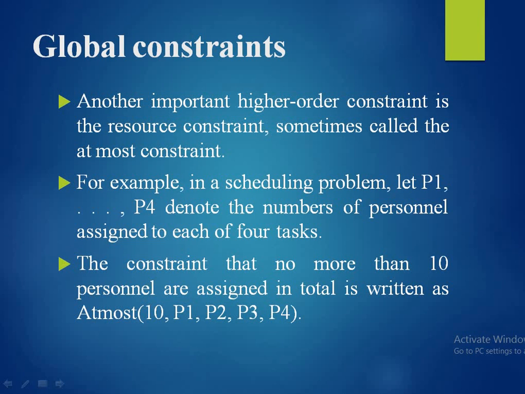Another important higher order constraint is the resource constraint. Sometimes it is also called the at most constraint. For example, in a scheduling problem, let P1, P2 up to P4 denote the number of personnel assigned to each of 4 tasks. The constraint that no more than 10 personnel are assigned in total is written as at most 10 P1, P2, P3, P4.